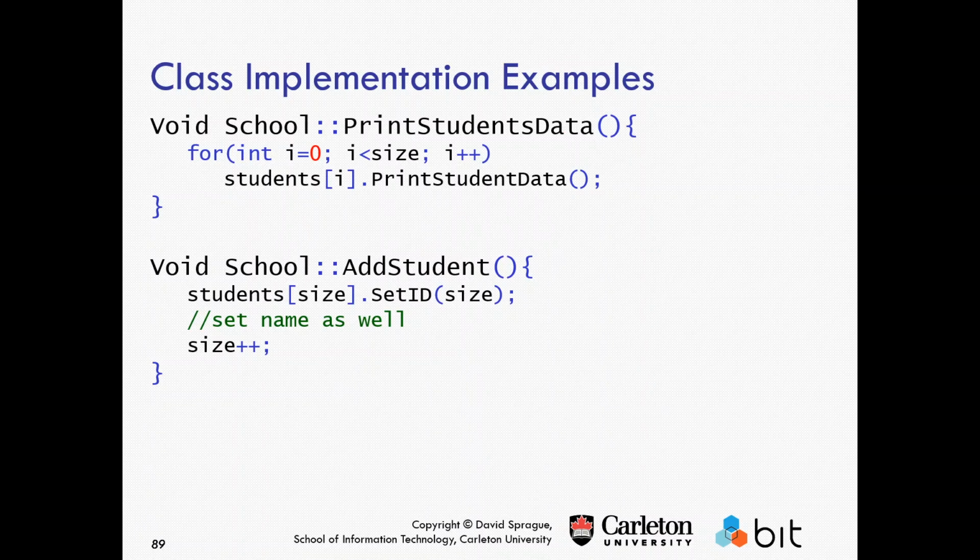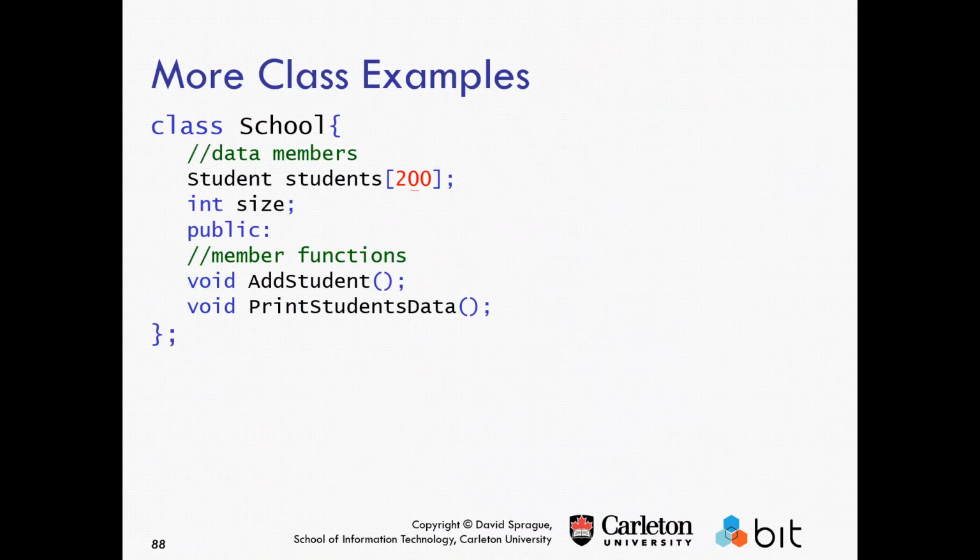So I could take the school and say print all the student data. That in turn calls the print student data function for each of the students. So essentially you go to the school, say print all your student data. The school then goes to each of the students and says, hey, print out your own data.